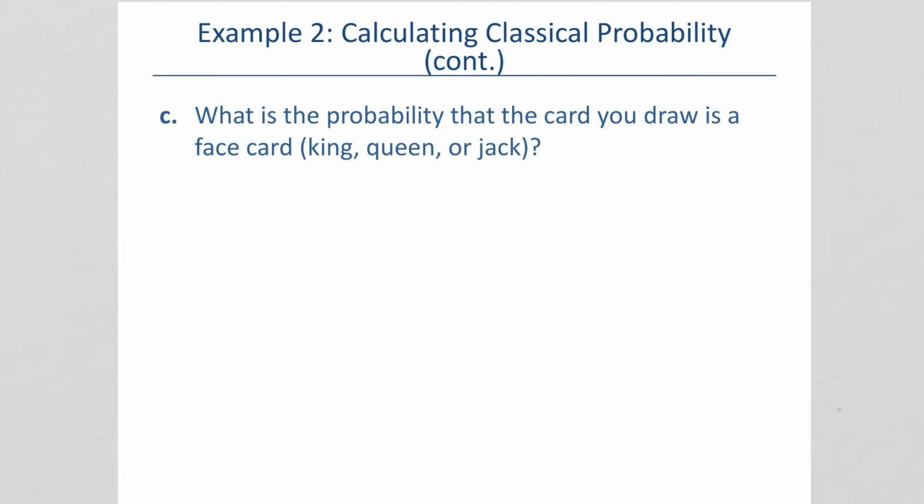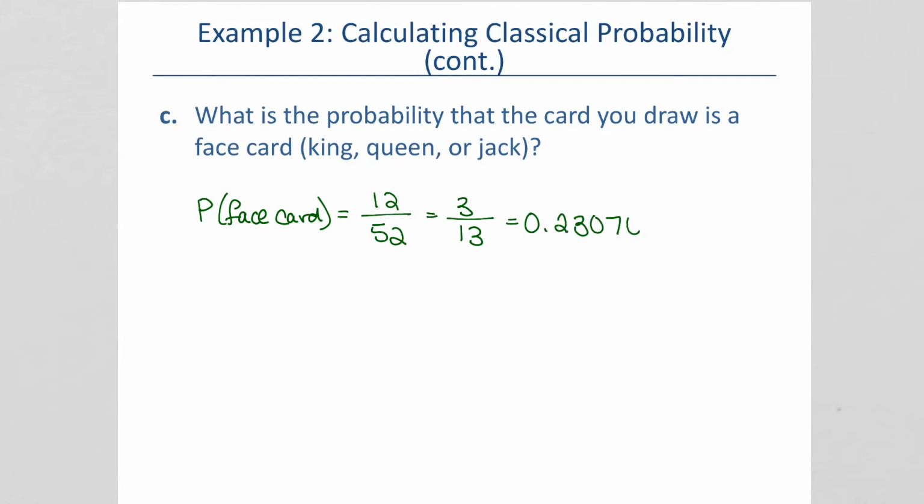What is the probability that the card you draw is a face card? So let's see, there were 3 in each suit that were face cards, so that would be 12. And that reduces to 3/13, or as a decimal, approximately 0.230769.